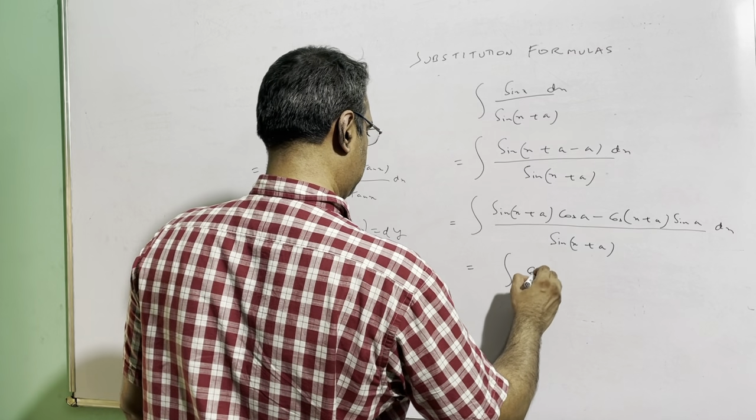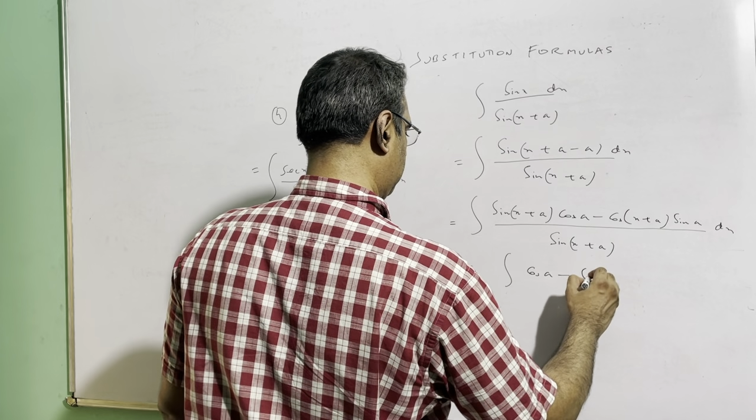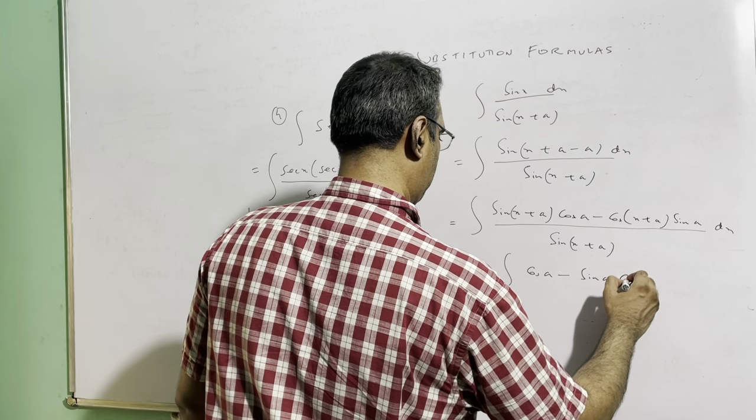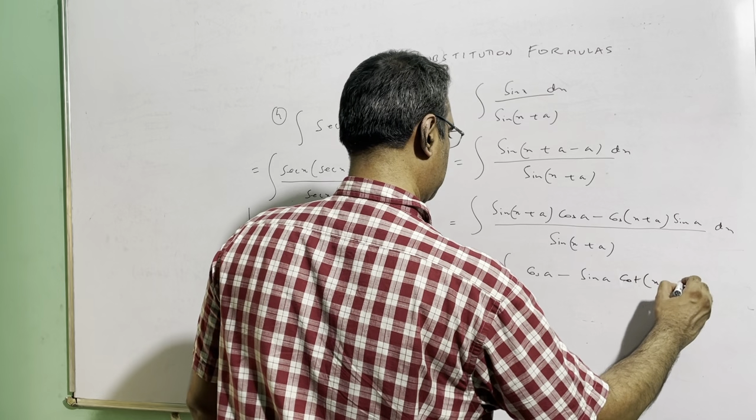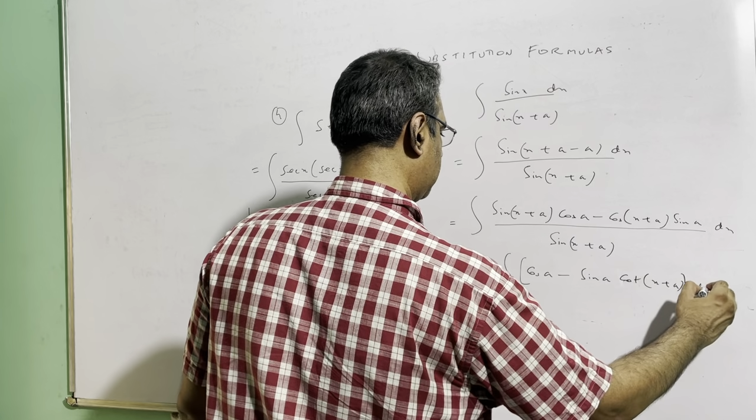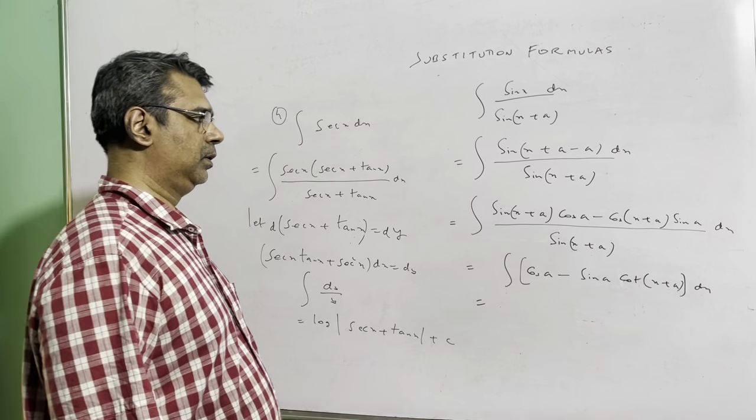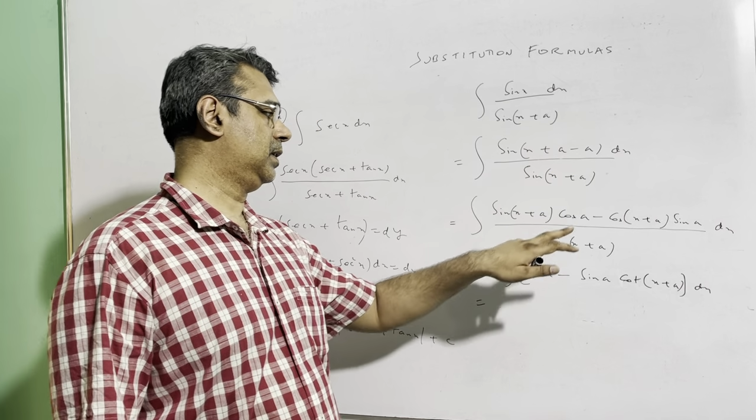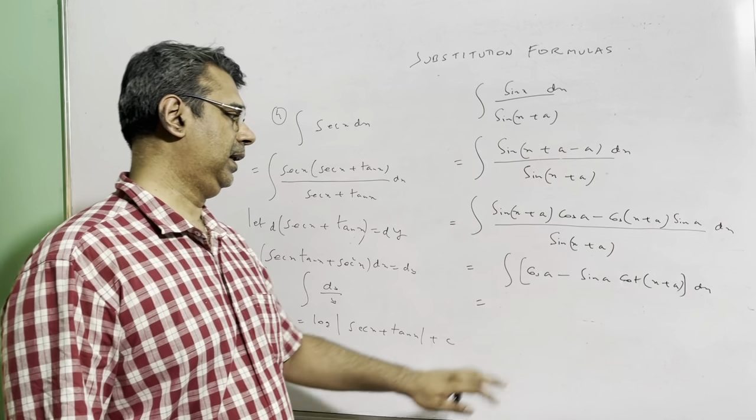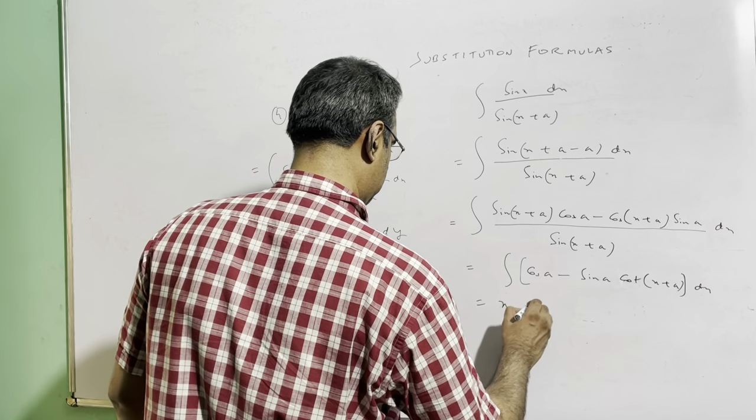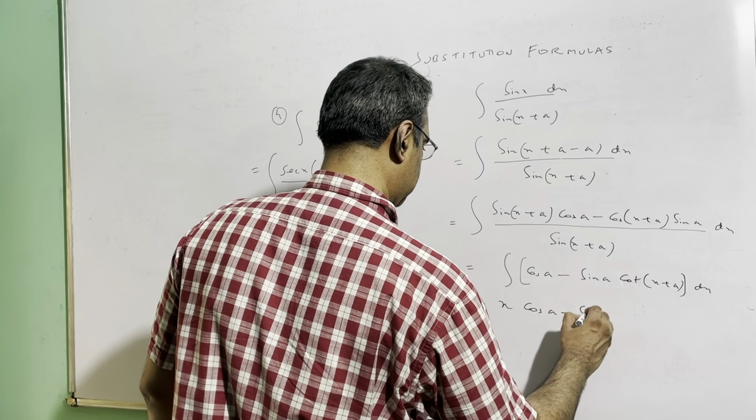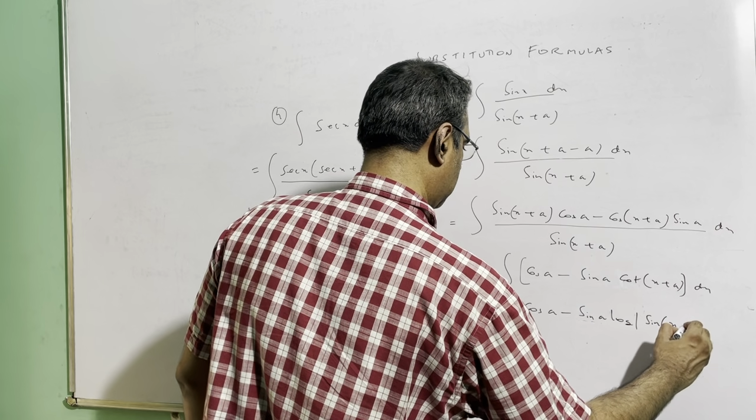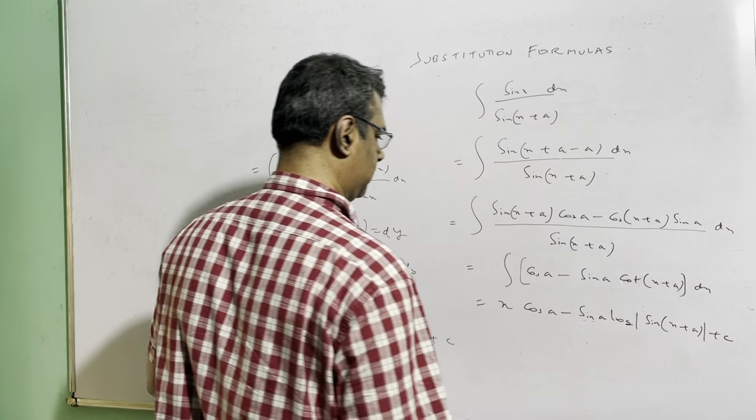So ultimately it will become cos a minus sin a into cot x plus a, right? So I deliberately replaced the numerator. Instead of x I wrote x plus a minus a, so then I wrote this, then I simplified and got this. So this will give me x cos a minus sin a into log mod sin x plus a plus c.